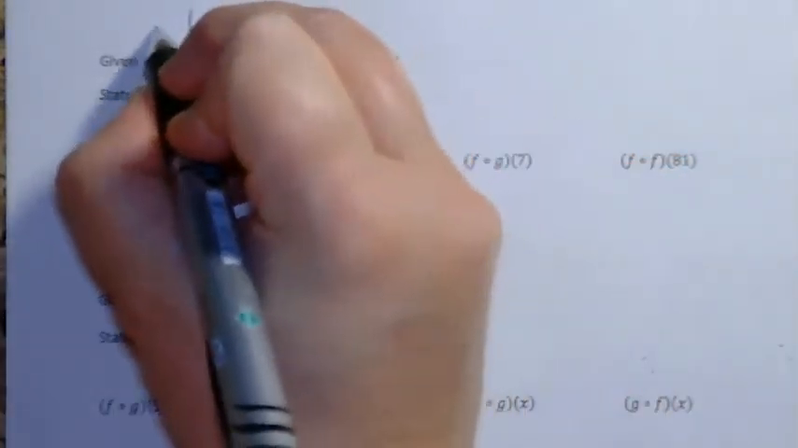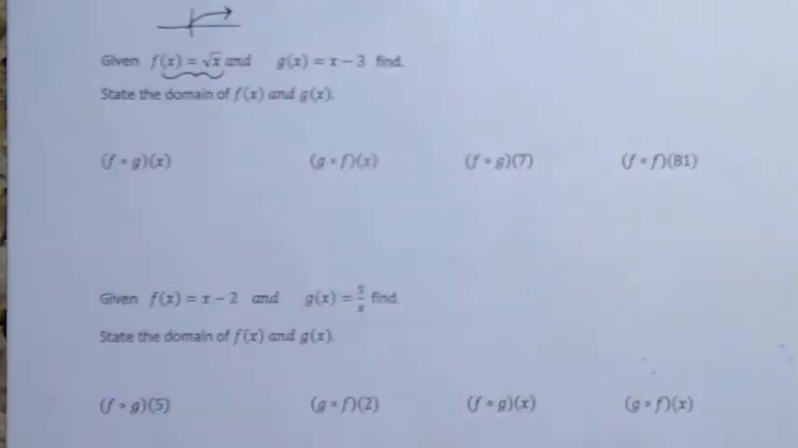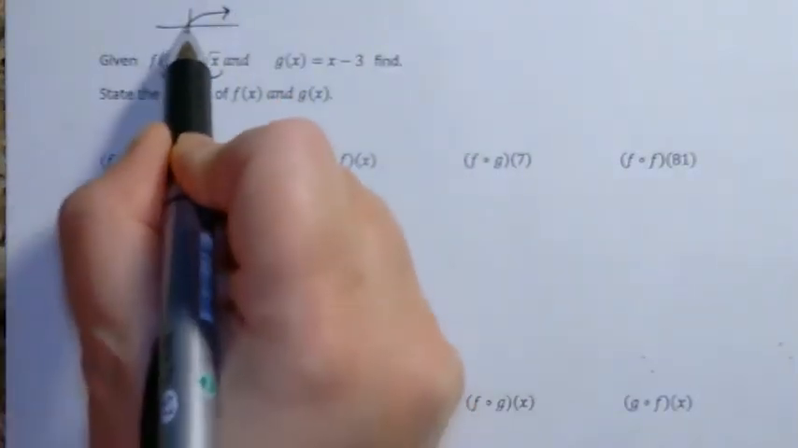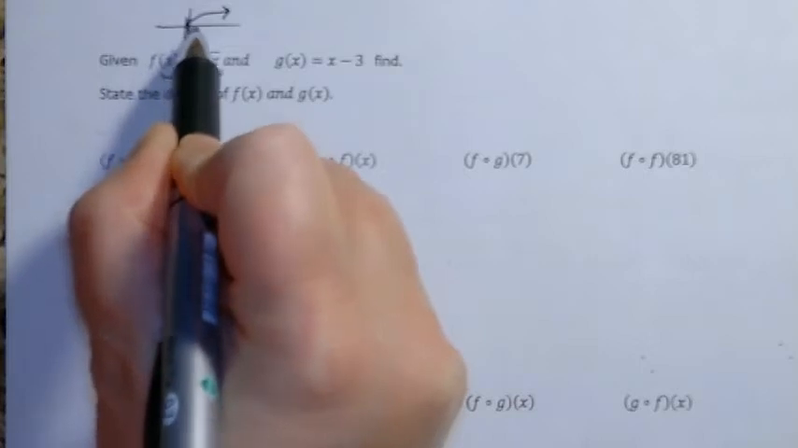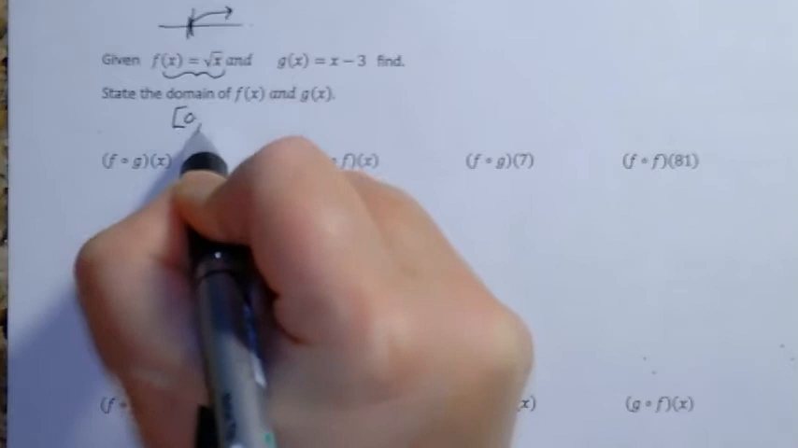If I graphed square root x, it would look like this. This means that I only have values for x from 0 to infinity. So the domain of f is going to be 0 to infinity.